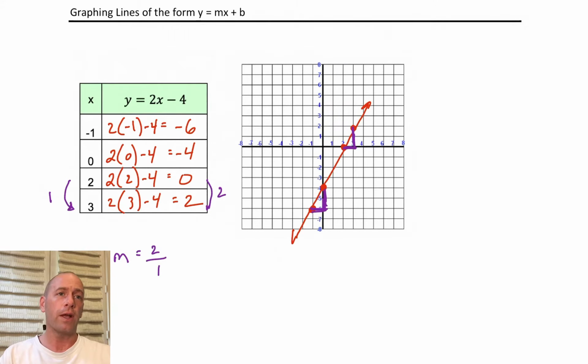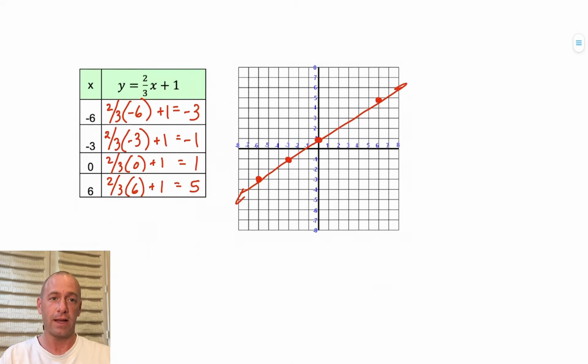Now the other thing I'd like you to look at is the 0 term, or when x is equal to 0. Y is going to equal negative 4. If you remember, we called that the y-intercept. And now what I'd like you to do is look at your equation. That rate of change of 2, that's the number in front of x. The place where your line cuts through the y-axis, that's negative 4.